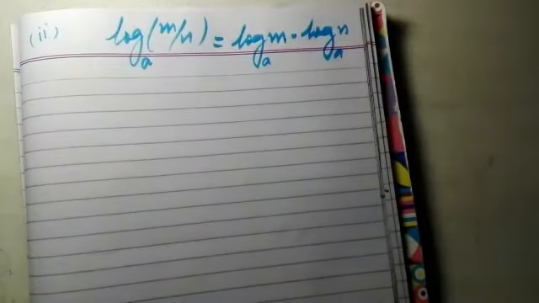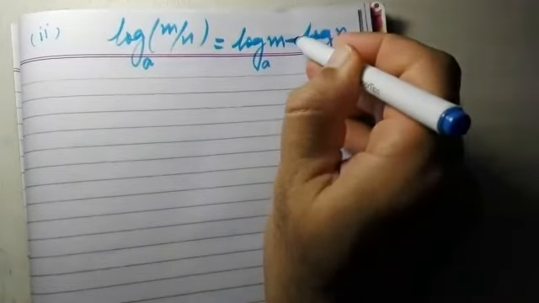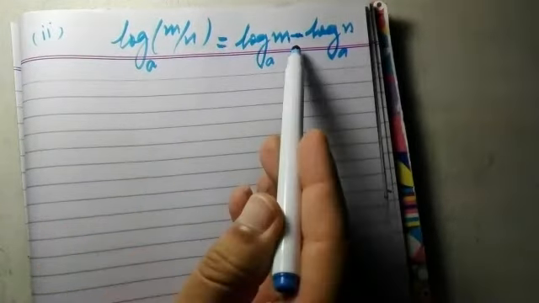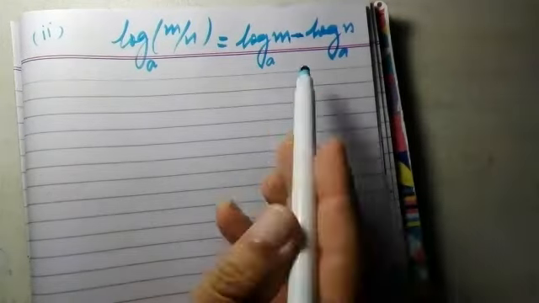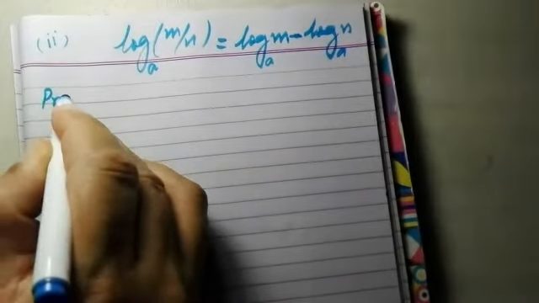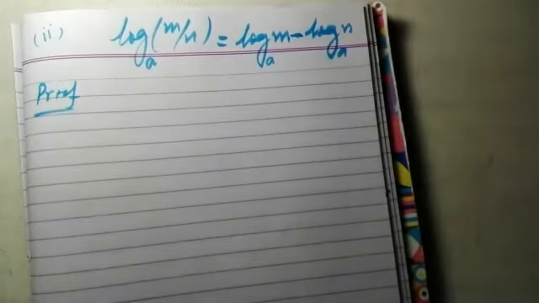Actually, this law gives us the information that if two numbers are being divided, like m divided by n, when the logarithm is applied to them, it will be written as the difference of the respective logarithms in this way. Now, its proof will be very similar to what we did in the first part of the first law.